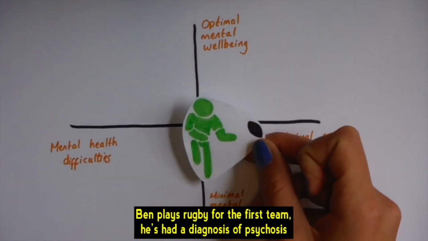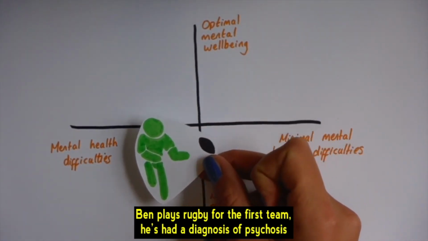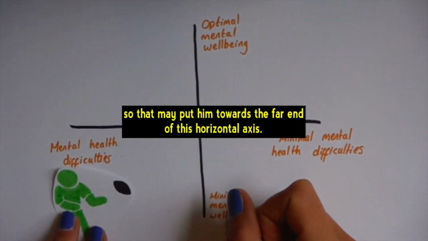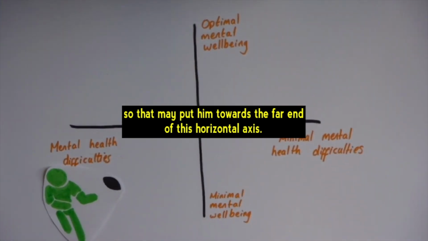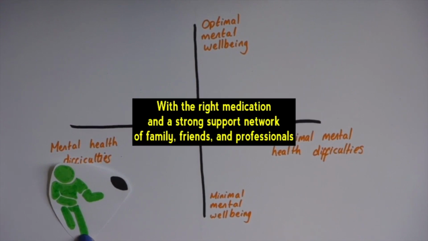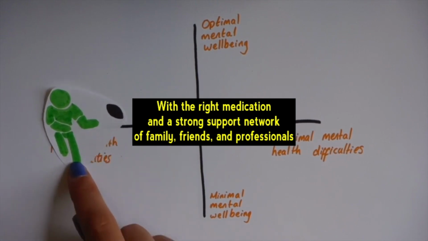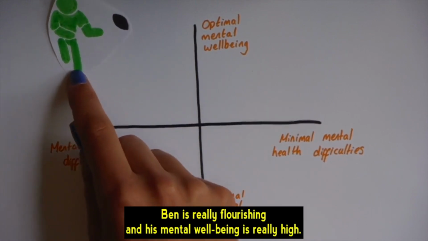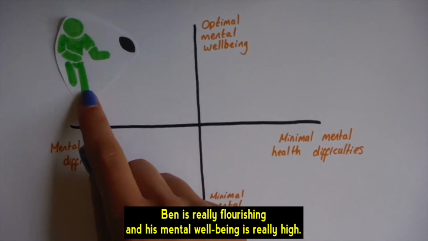Ben plays rugby for the first team. He's had a diagnosis of psychosis, so that may put him towards the far end of this horizontal axis. Ben does, however, have lots of strategies in place to help him manage these difficulties. With the right medication and a strong support network of family, friends and professionals, Ben is really flourishing and his mental well-being is really high.